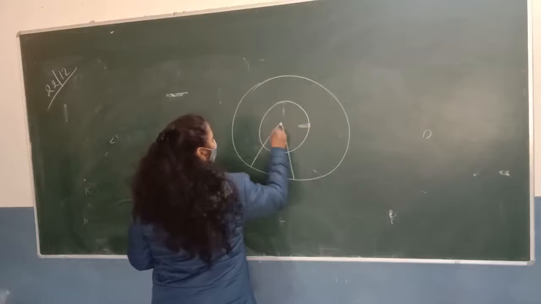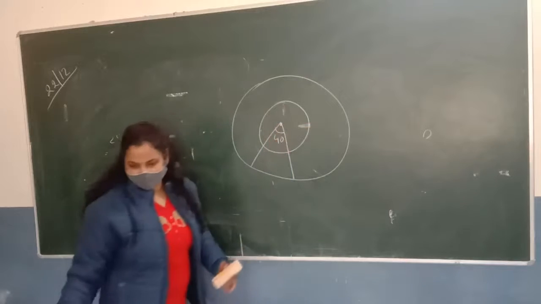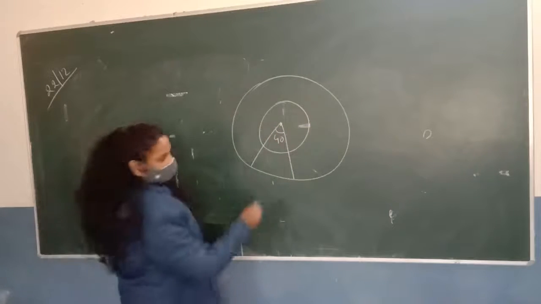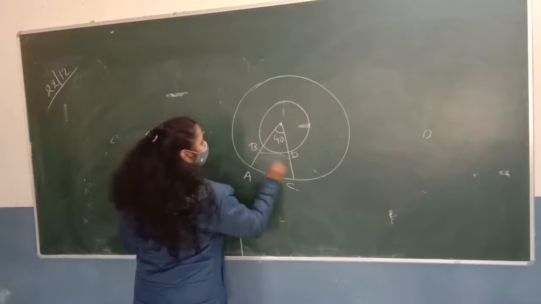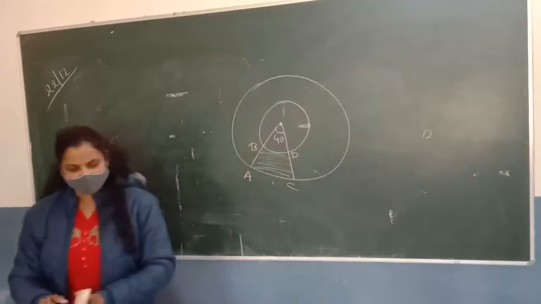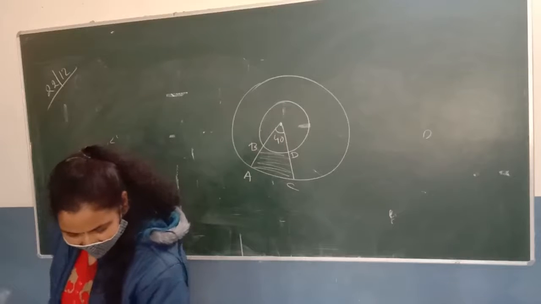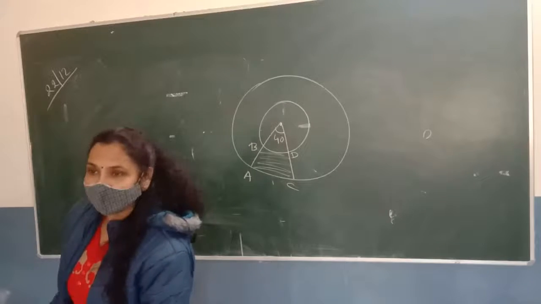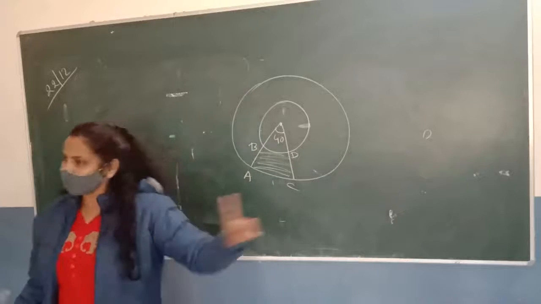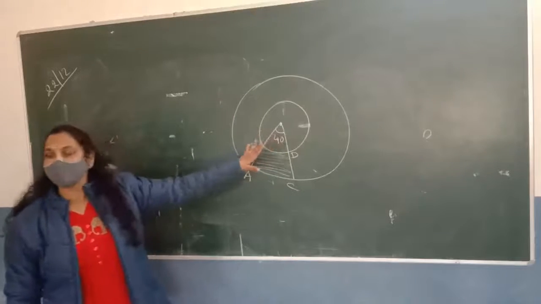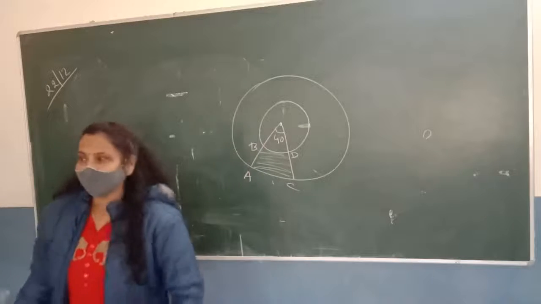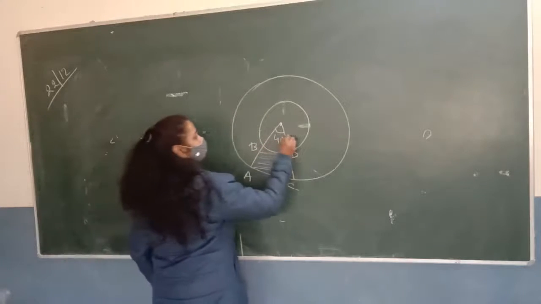And the angle at the center is of 40. ACBD is the portion of which you have to find the area. Angle at the center is of 40 and the radius of the two circles, the smaller one and the larger one. The radius of the smaller circle is 7 cm and the larger is 14 cm.